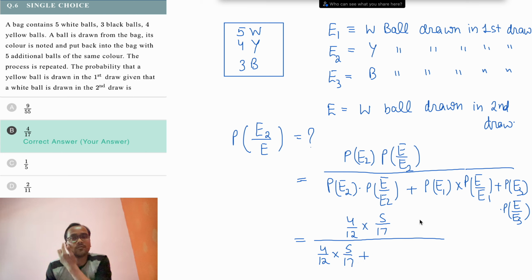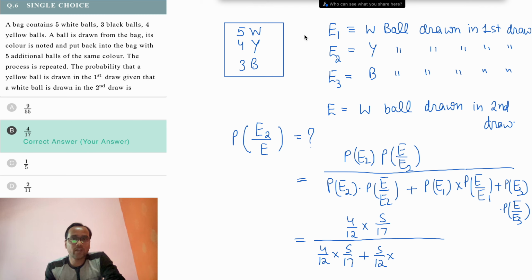Probability of E1, the probability of drawing a white ball in the first draw, would be 5 upon 12. Now probability of E by E1 means the probability of a white ball drawn in the second draw when a white ball was drawn in the first draw.